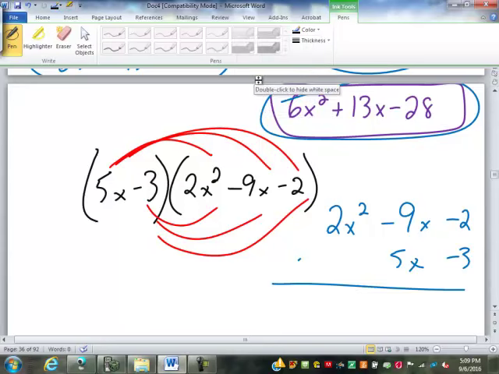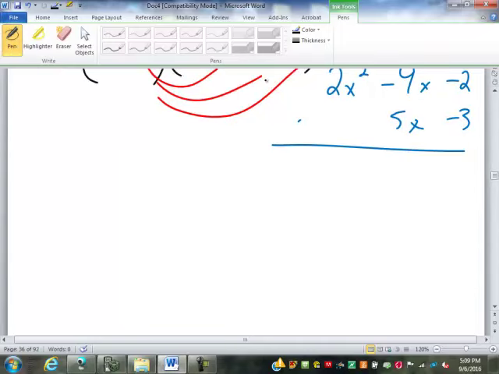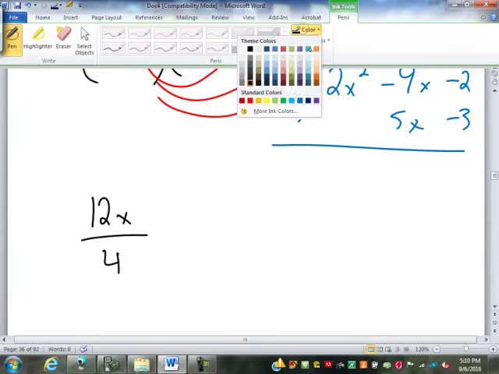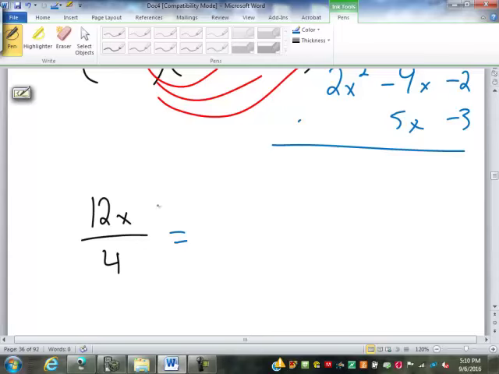Last thing I want to show you is basic division. For division, we're only going to look at single-digit numbers. So something like this: 12x divided by 4. When we divide the counts, 12 divided by 4 is 3. And we also combine the names. Well, x divided by nothing is just x.